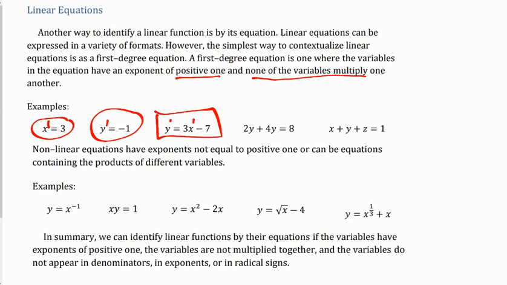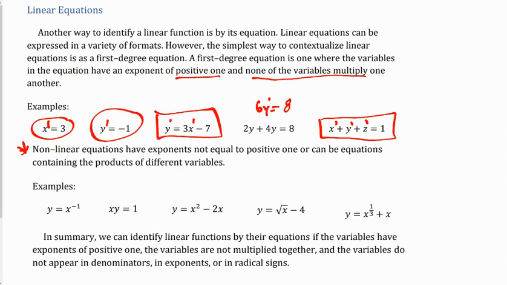2y plus 4y equals 8. This could be simplified to 6y equals 8. Again, the variable has an exponent of 1. Or we can have x plus y plus z equals 1. Again, the variables are not multiplying each other. They're just adding. They all have exponents of positive 1. So they are all linear equations.